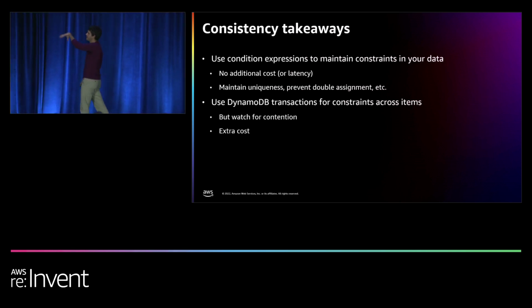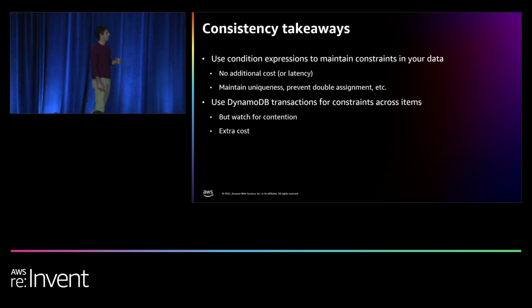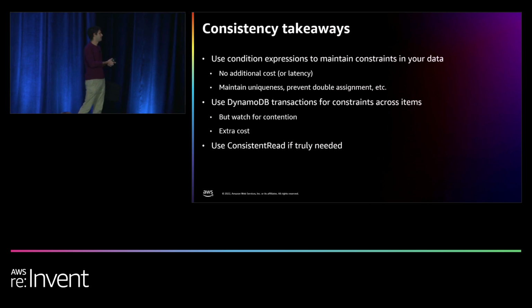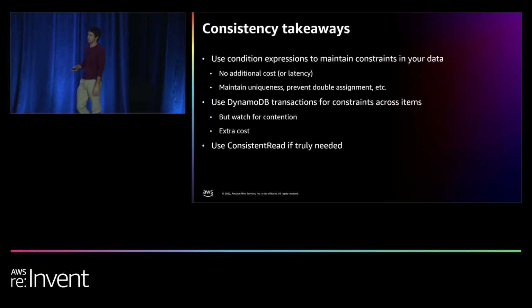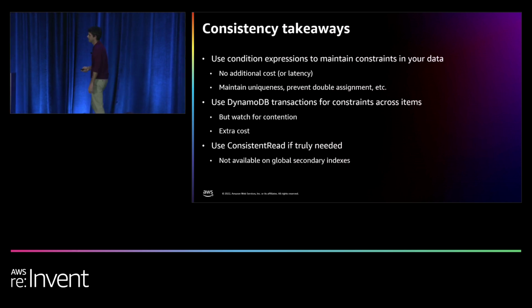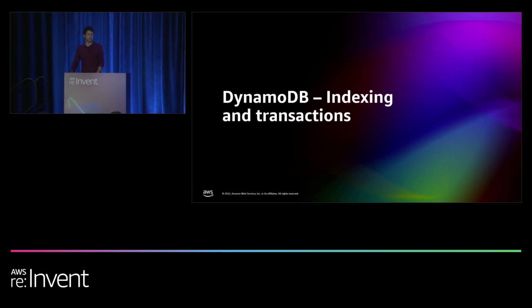And in fact, I think these things are on the right path about consistency, that's the important part. But if you do need strong consistency on your reads, that's where you can use that consistent read if it's truly needed, to give you a strongly consistent view of your data, with a note that this isn't available on global secondary indexes.